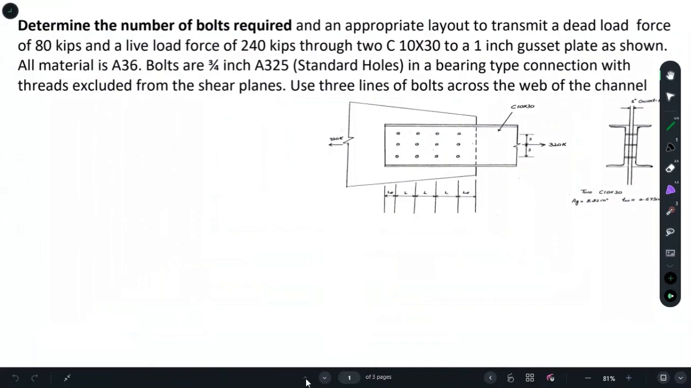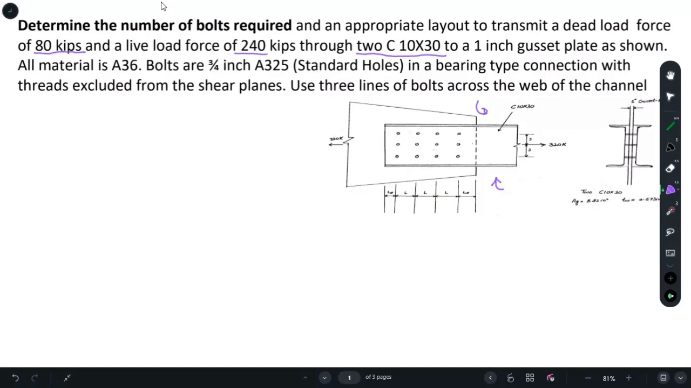So this is our first math on bolt connection design. The thing is that we'll have to find out the number of bolts we need. Though a reference figure has been given right over here, we have a dead load of 80 kips and a live load force of 240 kips, and you have two C sections you can see here.